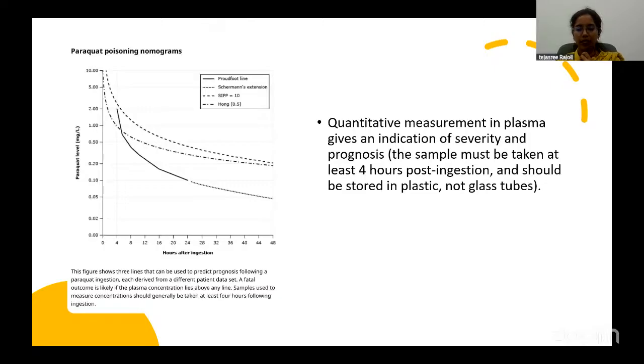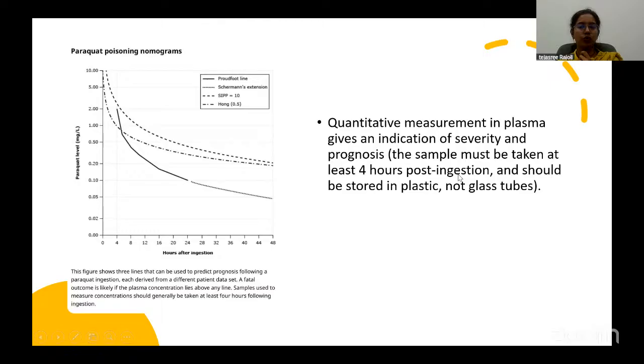For quantitative analysis, usually we take the plasma. Here, the plasma has to be analyzed rather than serum, because serum paraquat concentration is approximately 2 to 3 times lower than that of the plasma. So always use plasma. If at all there is non-availability of plasma, or there is already a serum sample, then you have to be very careful when interpreting the results, because the serum concentration is usually less than that of the plasma. The quantitative measurement in the plasma gives an indication of the severity and prognosis.